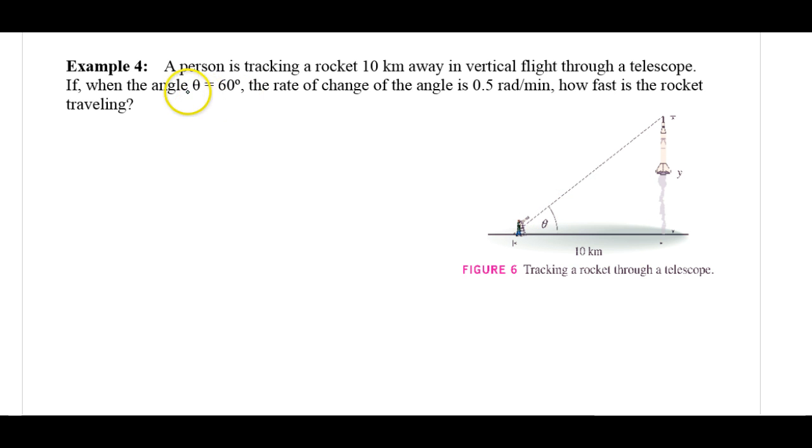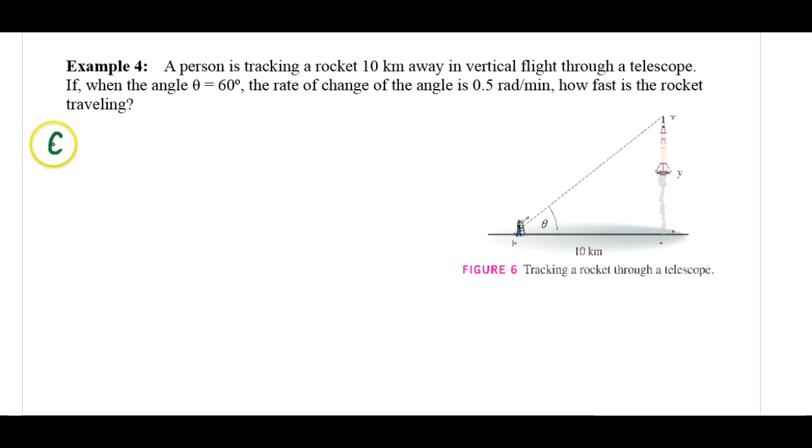So at the exact moment when this angle theta is exactly 60 degrees, the rate of change of the angle, so the angle is of course going to be increasing as the rocket gets higher in the air, so the angle is changing. So the rate of change of the angle is 0.5 radians per minute. So at the exact moment when the angle is 60 degrees, how fast is the rocket traveling? So if the rocket started out on the ground, its height can be measured by this changing variable y.